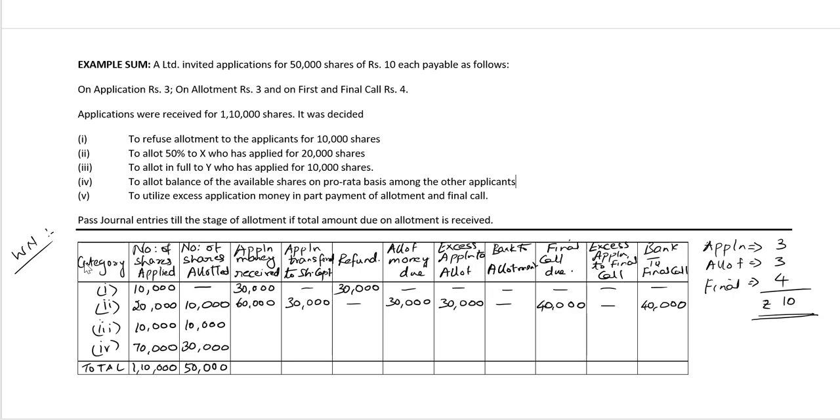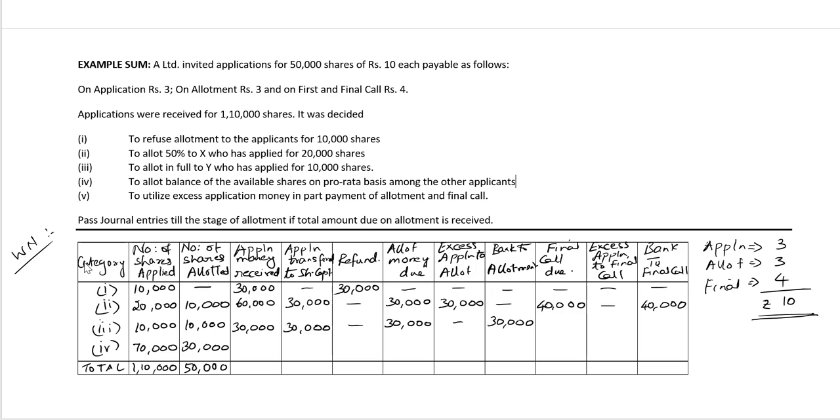Application money received, 10,000 shares applied multiplied by 3 rupees per share, 30,000. Application money transferred to share capital, 10,000 shares allotted multiplied by 3 rupees per share, 30,000 rupees. There is no refund because it's full allotment. Allotment money due, 10,000 shares allotted multiplied by 3 rupees per share payable on allotment. There is no excess application money. Bank to allotment is 30,000 rupees.